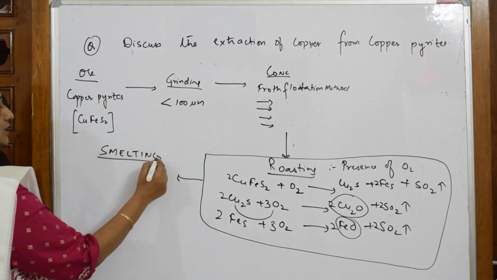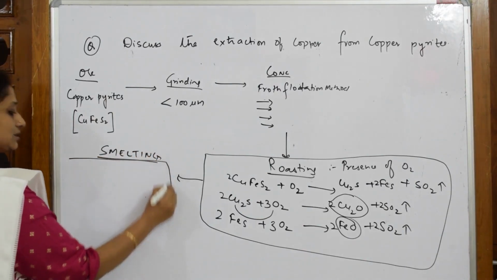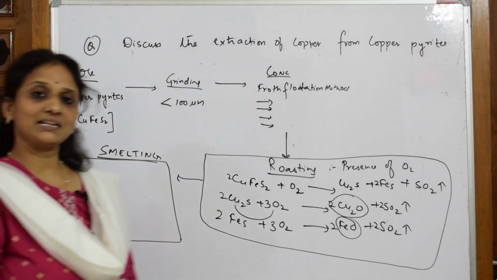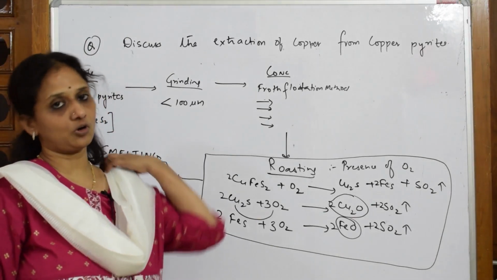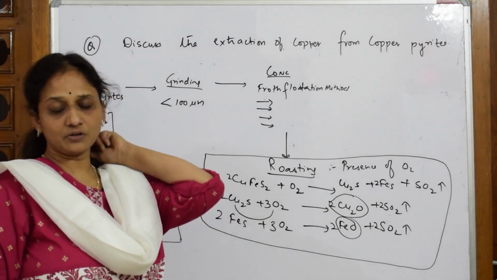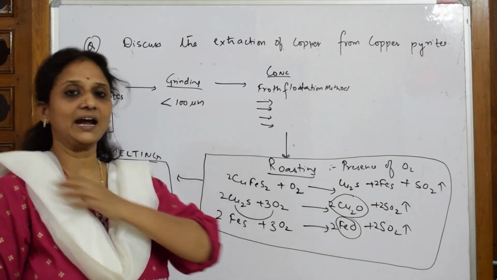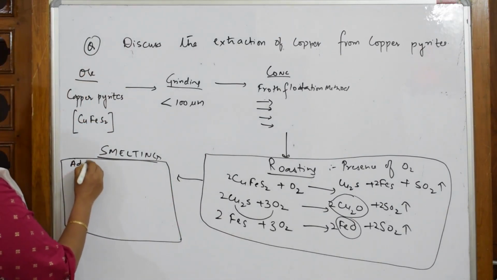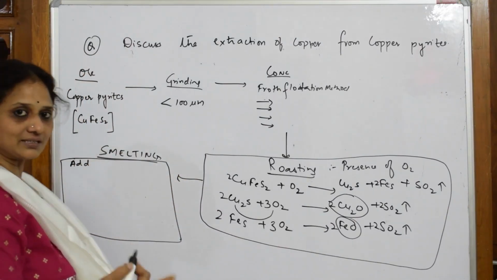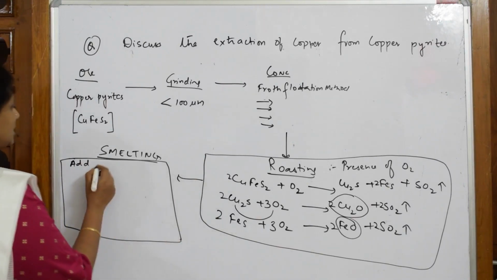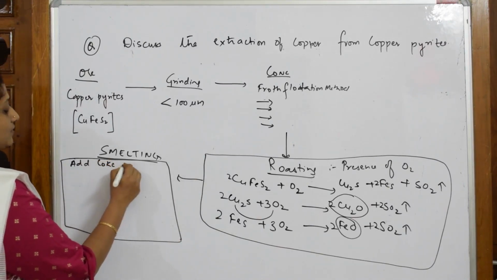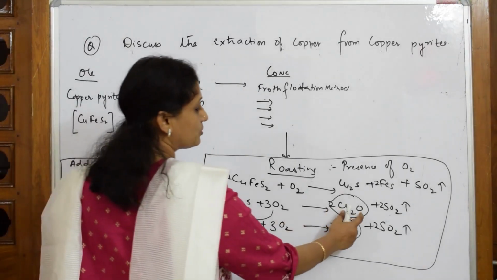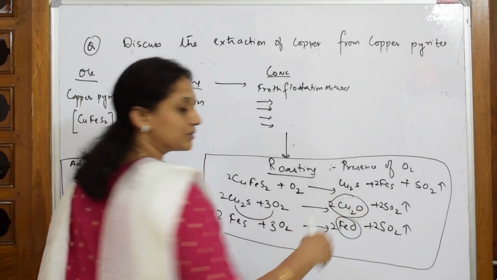Now observe carefully. In the smelting process here, normally in other metal extraction, we always used to add coke, right? Coke, which acts as a reducing agent. Here also we are going to add coke, but along with coke we are going to add silica. Silica is already present as an impurity, so we are going to add coke and we are also going to add silica. Now observe, concentrate more on this, this is your main product, which we have to further convert into metal.